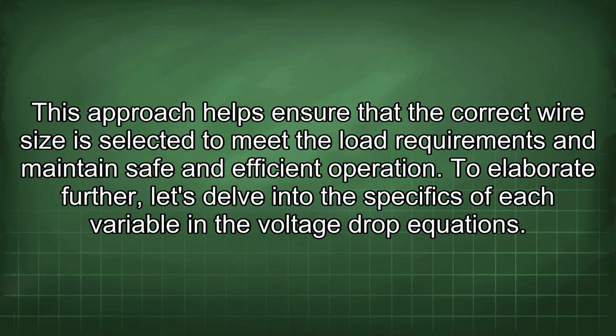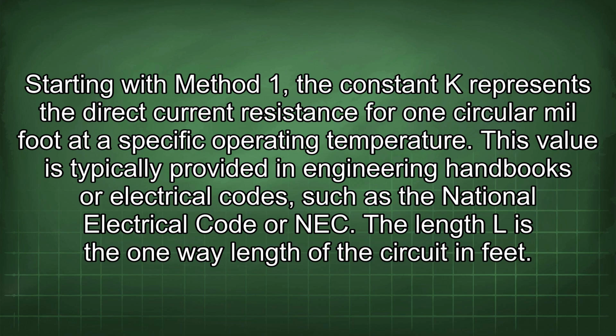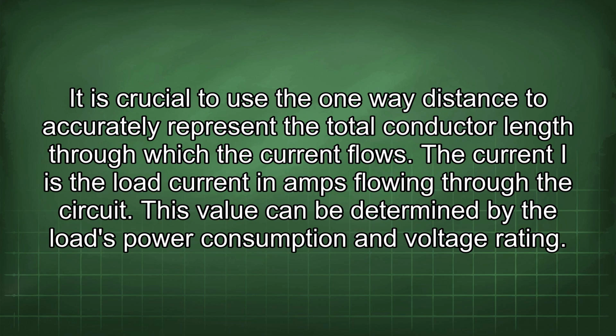To elaborate further, let's delve into the specifics of each variable in the voltage drop equations. Starting with method 1, the constant K represents the direct current resistance for 1 circular mil-foot at a specific operating temperature. This value is typically provided in engineering handbooks or electrical codes, such as the National Electrical Code or NEC. The length L is the one-way length of the circuit in feet. It is crucial to use the one-way distance to accurately represent the total conductor length through which the current flows. The current I is the load current in amps flowing through the circuit. This value can be determined by the load's power consumption and voltage rating.